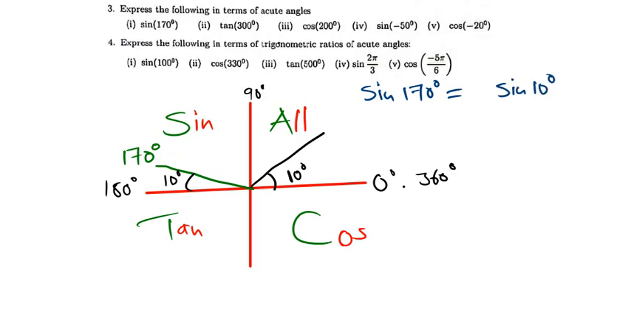Now what determines the sign is where you are. We are in the second quadrant. Sine is positive, so it remains positive. You can get a calculator and you will see that sine 170 is equal to sine 10.